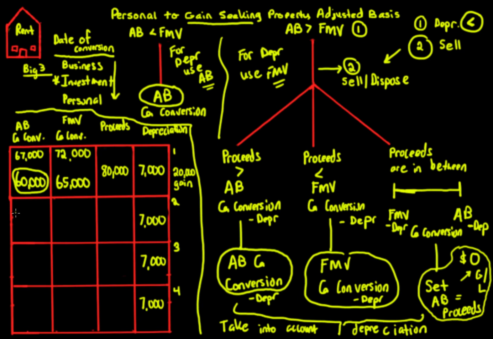Okay, next example. So in this example, let's assume that the adjusted basis at conversion is $75,000. And let's assume that the fair market value stays at $72,000.